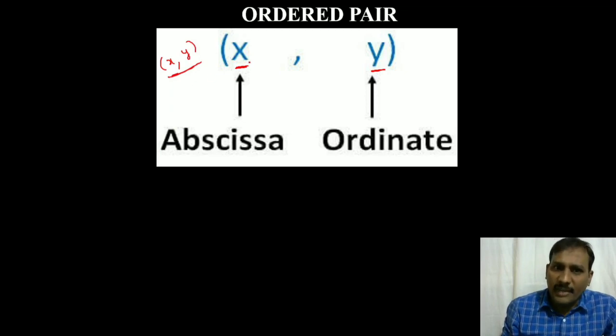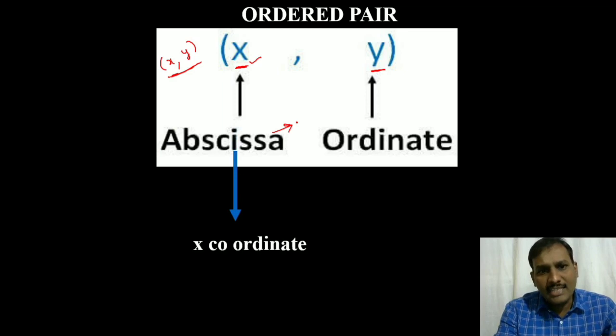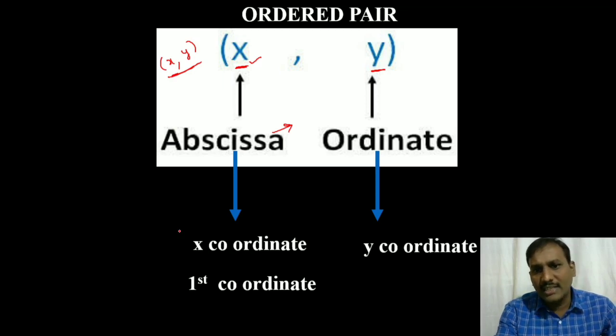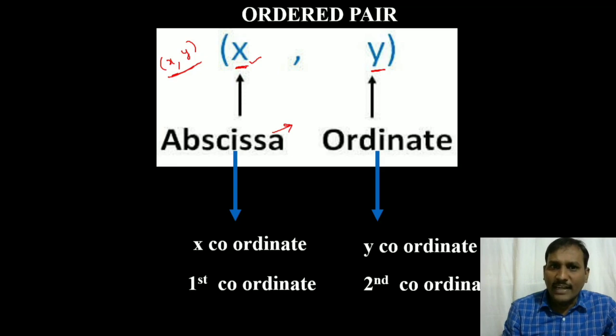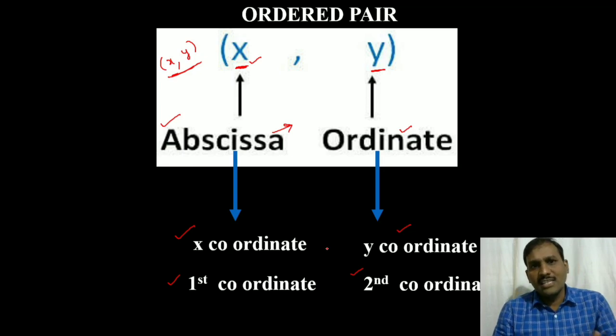In this ordered pair, this x is called the abscissa, or also the x coordinate, and this y is called the ordinate, also called the y coordinate. We can also call the x coordinate the first coordinate and the y coordinate the second coordinate. So x has three different names, that is abscissa, x coordinate and first coordinate, and y is called ordinate, y coordinate and second coordinate. So this is about the ordered pair.